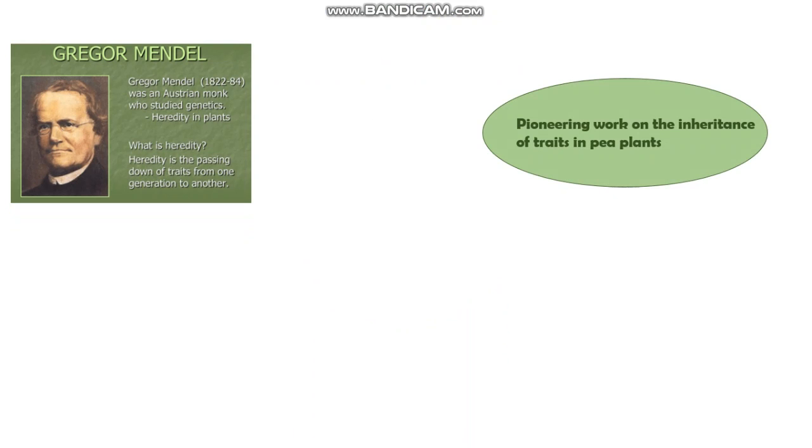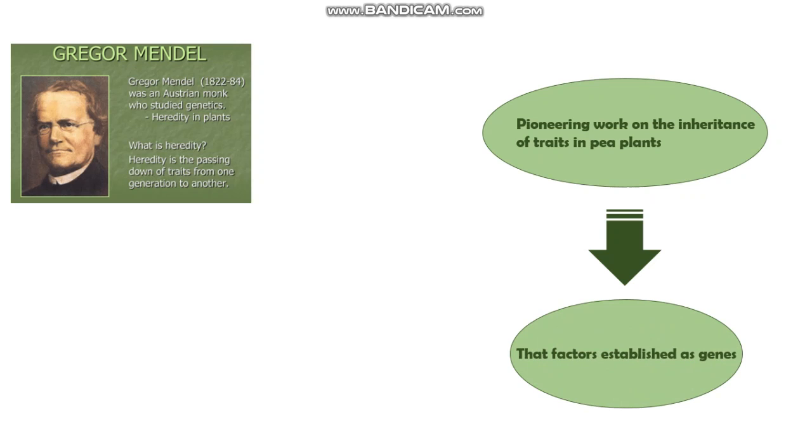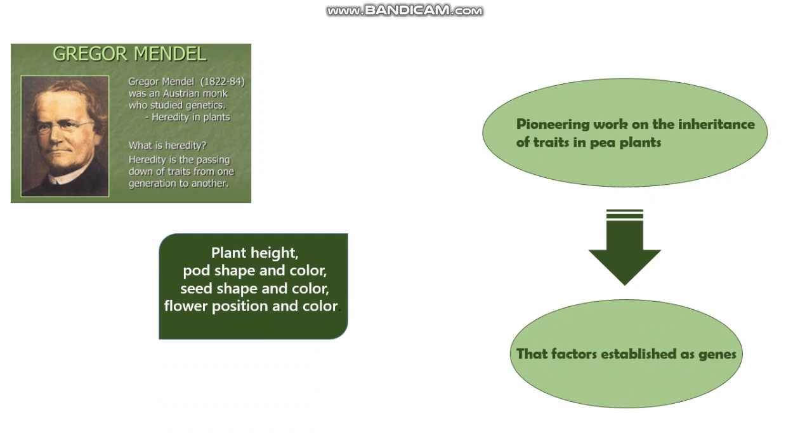In the second half of the 19th century, Mendel's work on the inheritance of traits in pea plants suggested that specific invisible factors are responsible for transferring organismal traits between generations, and those invisible factors were established as genes. Mendel worked on pea plants on 7 different characteristics. Those were plant height, pod shape and color, seed shape and color, flower position and color.